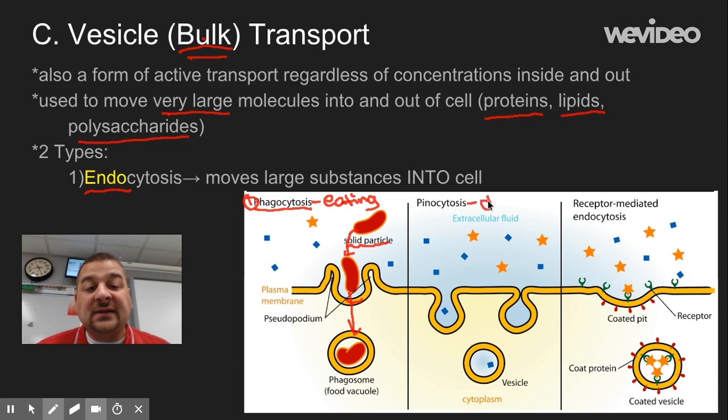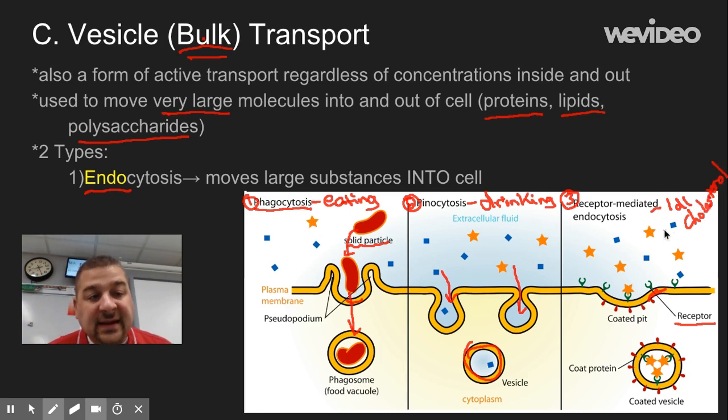Pinocytosis is often called cell drinking, where it will take in, let's say this is some kind of lipid droplet or something like that, often taking in liquids into the cell. Notice it gets put into a vesicle. The third type of endocytosis, pinocytosis would be number 2, is receptor-mediated. In other words, there are little receptors on the surface of the cell membrane, these little cup-shaped things here. This is how we often will take in LDL cholesterol.